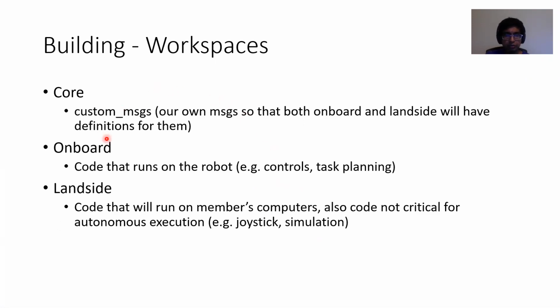So I just went over this. The core workspace contains custom messages so that both containers, both workspaces, will have definitions for them. Onboard is code that runs on the robot. Landsat is code that runs on our local computers when we're doing tethered testing: code that's not critical for the autonomous execution of the robot, things that require the tether.